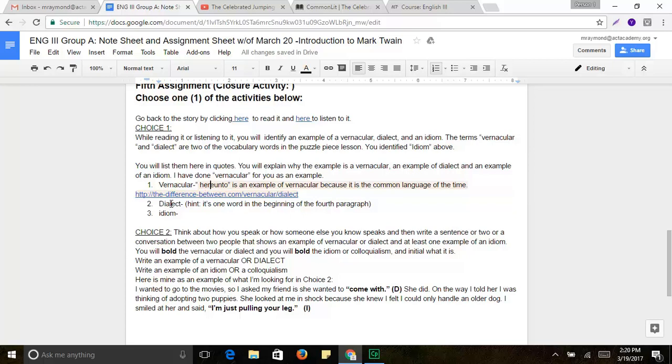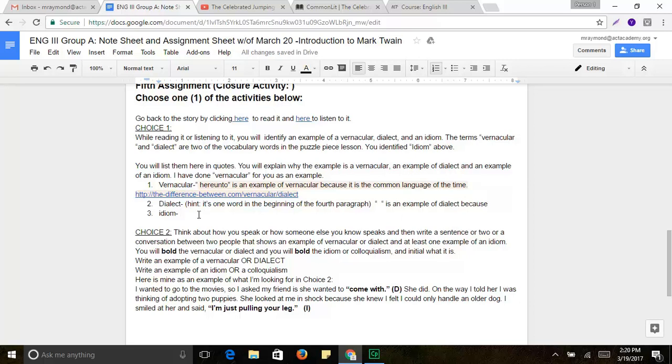Okay, dialect. Okay, I've given you a hint here. It's one word in the beginning of the 4th paragraph. So you're going to find it, you're going to put it in quotes, and then you're going to say is an example of dialect because. So that's what you're going to do there.